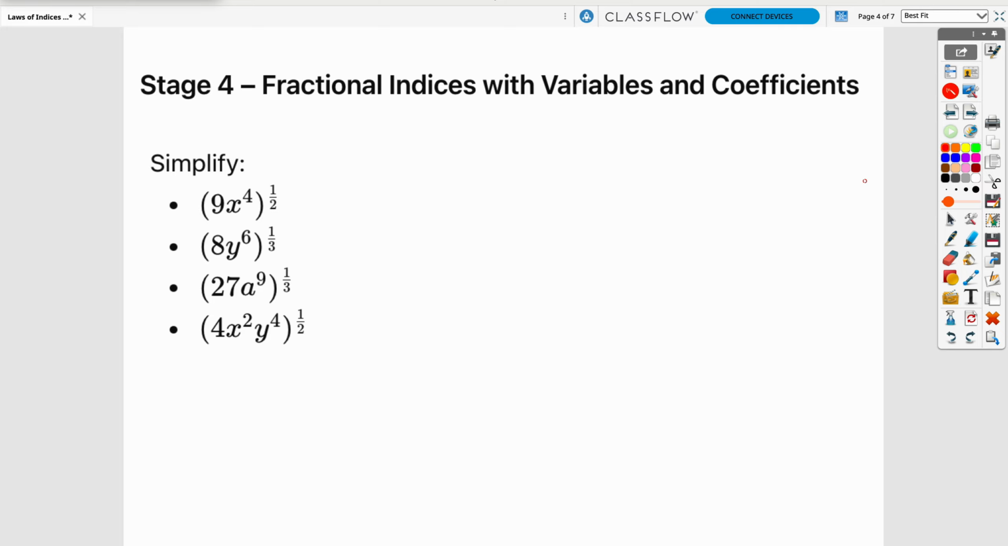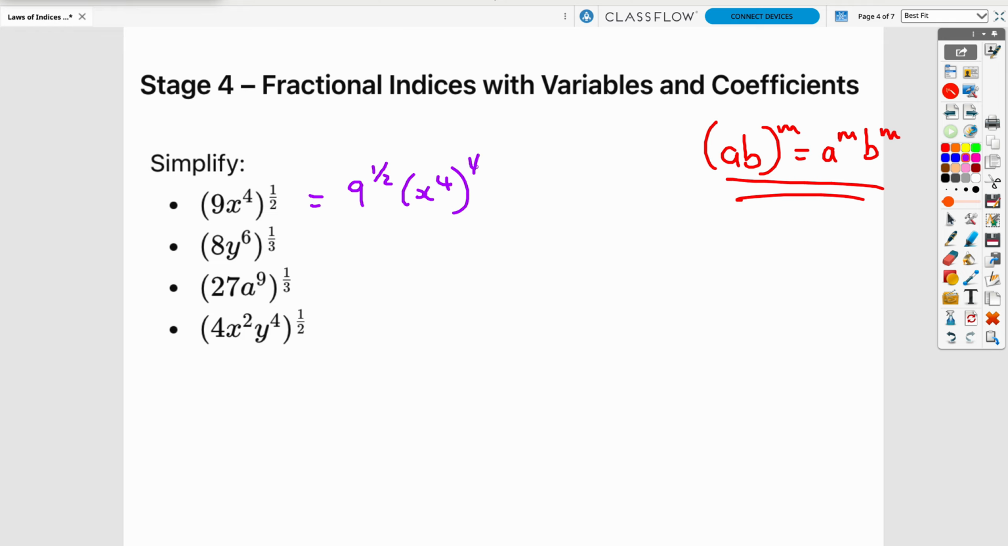Fractional indices with variables and coefficients. Again, the idea is that if you've got a, b to the power of m, what happens is that power m is applied to a and to b. That's going to be relevant here. Let's just make that a bit clearer. So what we've got here is 9 to the power of a half, x to the power of 4 to the power of a half.